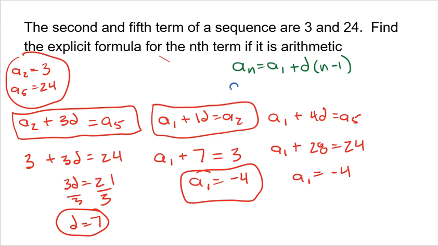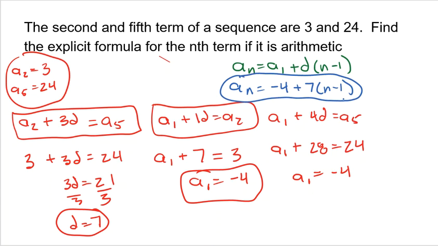So now I'm just going to sub everything in to get my formula. So the first term is -4 plus that common difference, 7, times n minus 1. And to be honest, that's a great final answer. I would never mark that wrong. But I do encourage you to clean that up. Distribute the 7. So if I do that, I get -4 plus 7n minus 7. So that would be 7n minus 11.